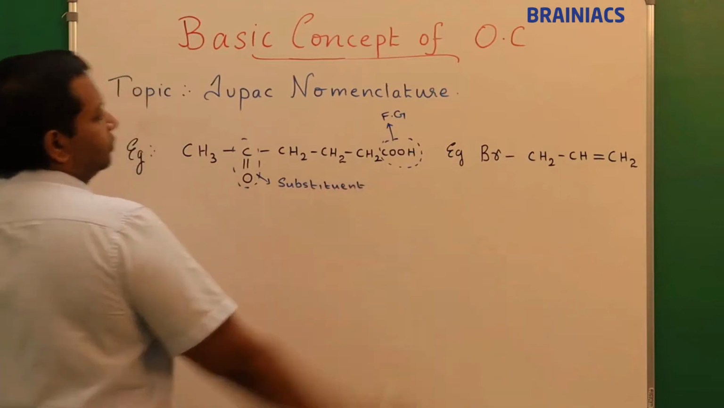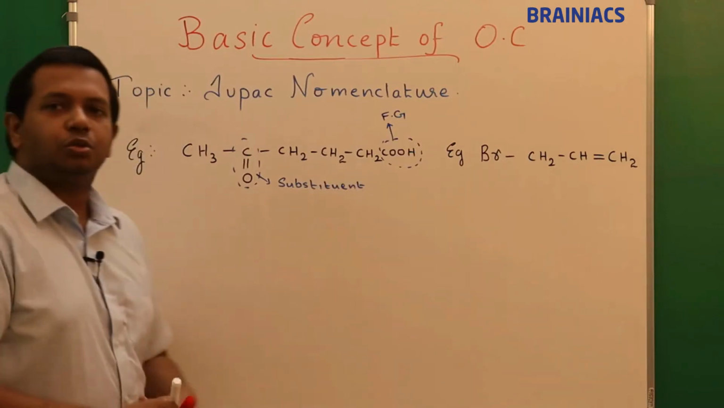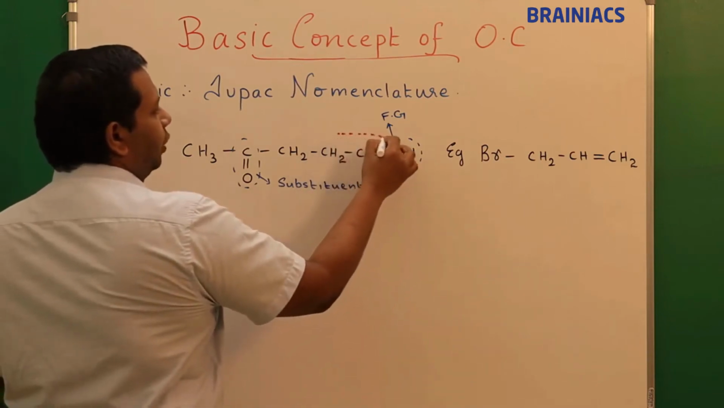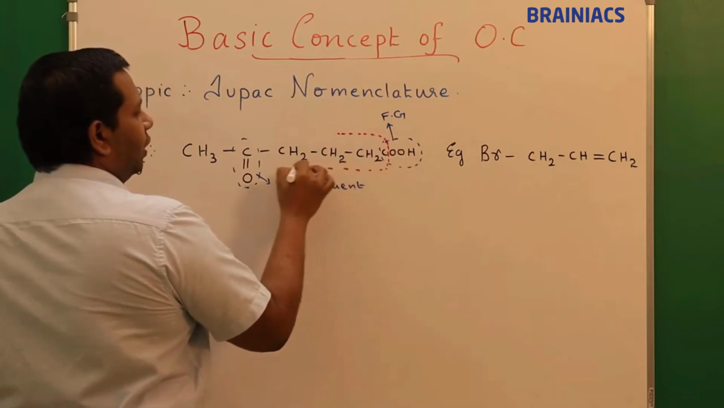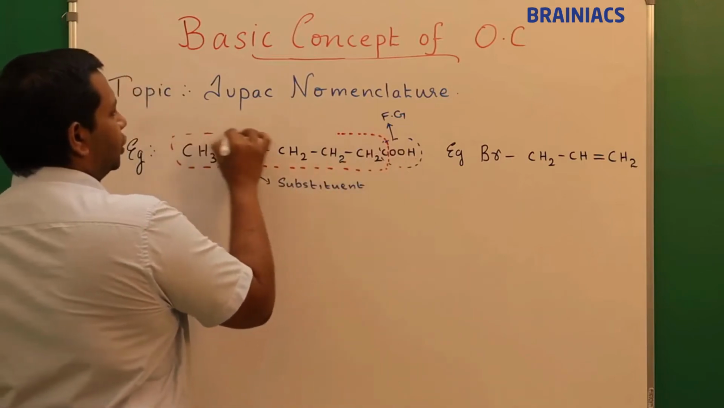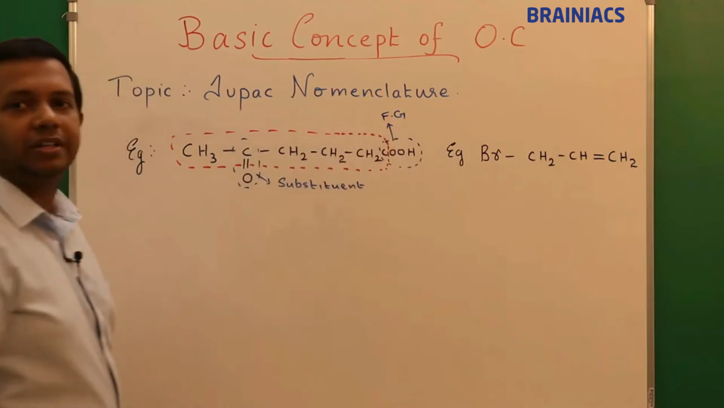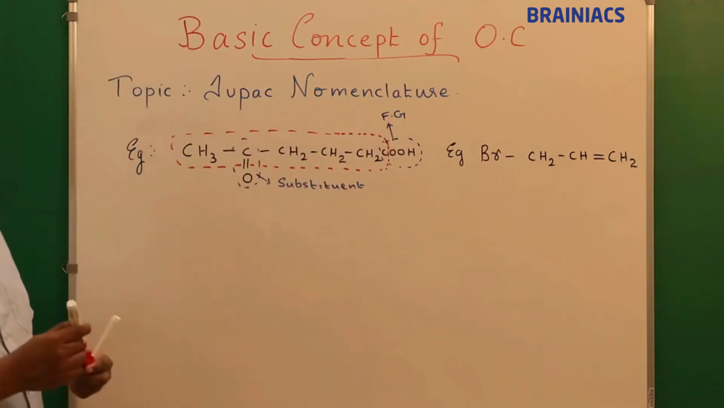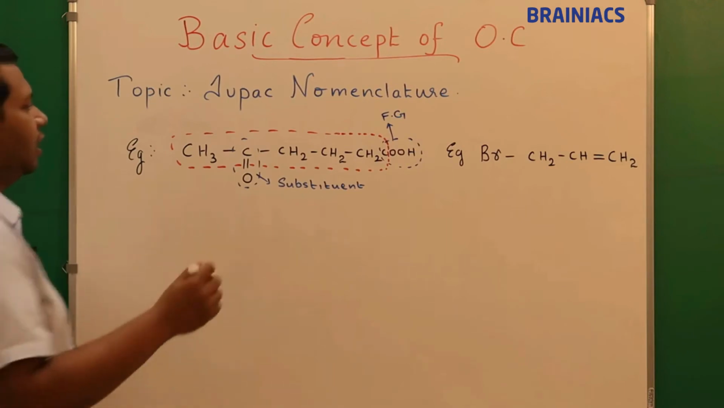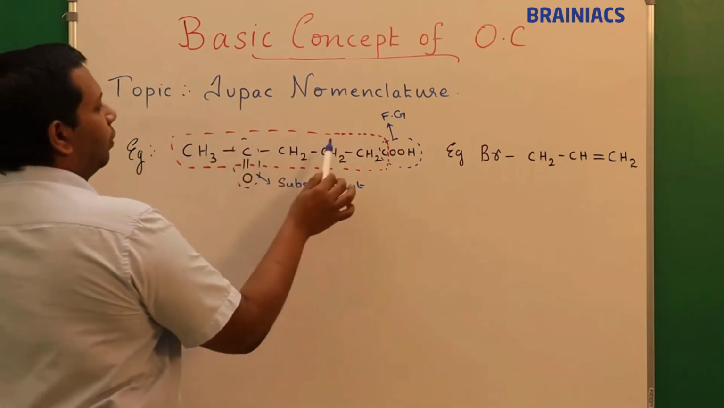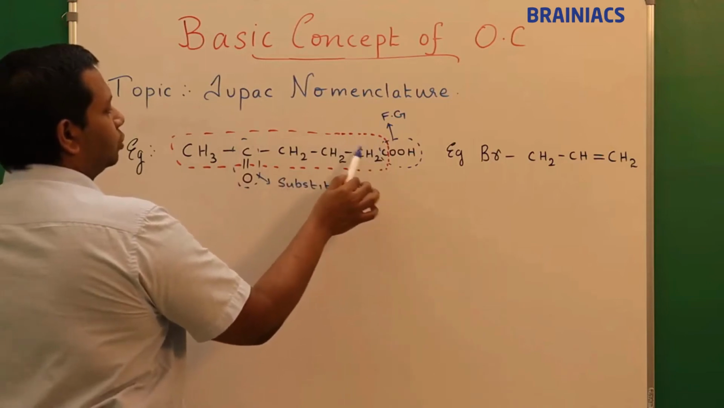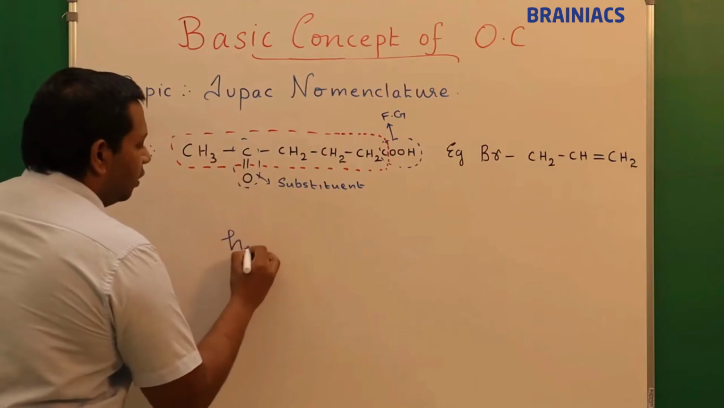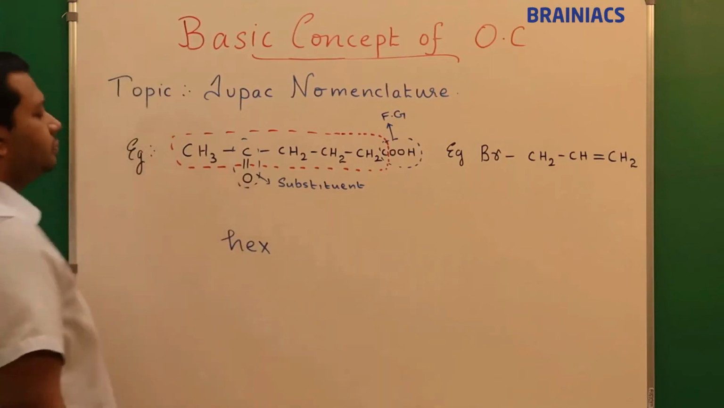Very important. Now we will try to choose our parent carbon chain. You know that if it is a carbon-containing functional group, you need to include that carbon also in the parent carbon chain. So I have included that. Now this is my parent carbon chain. How many carbon atoms are there in the parent carbon chain? 1 2 3 4 5 6. So 6 carbon atoms are there, so I will put the word root as hex.